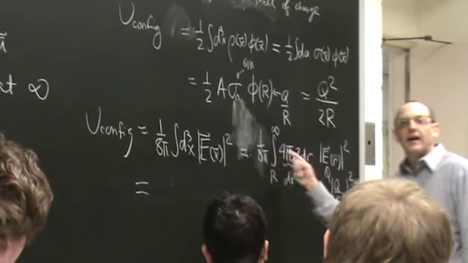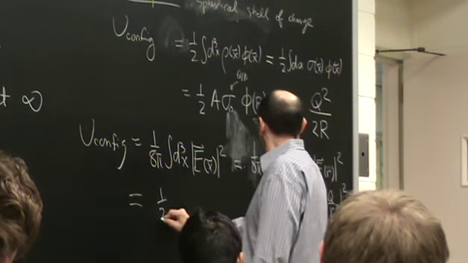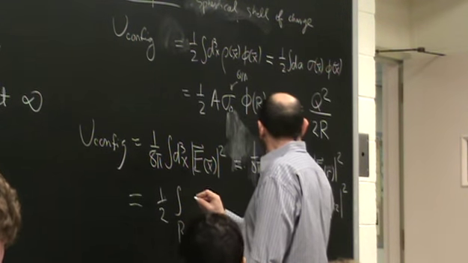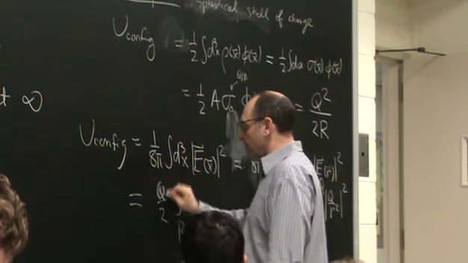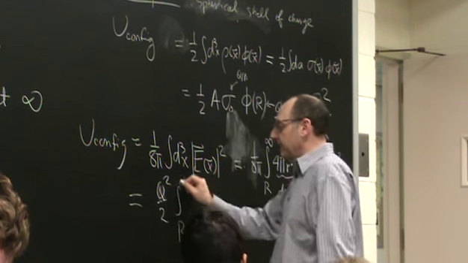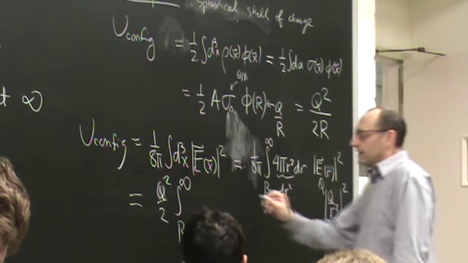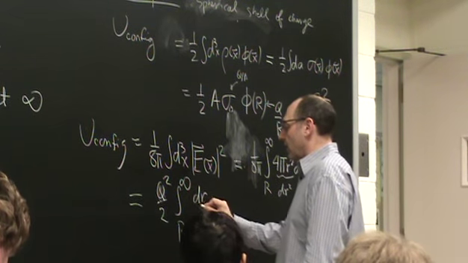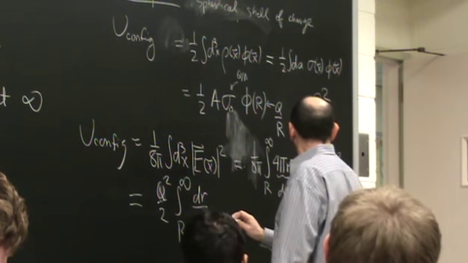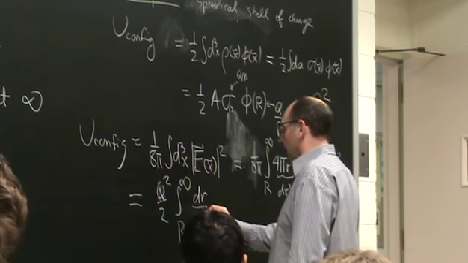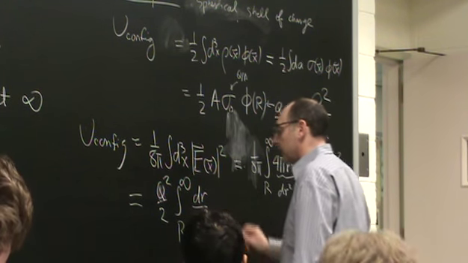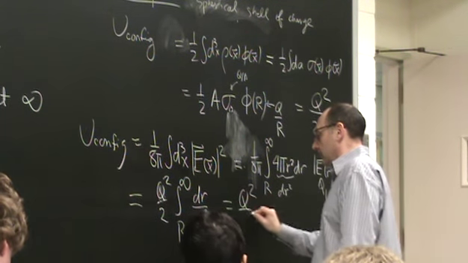4 pi, 8 pi, a half, the integral, we got a Q squared, from the radius to infinity, r to the 4th dr over r squared, which is Q squared.